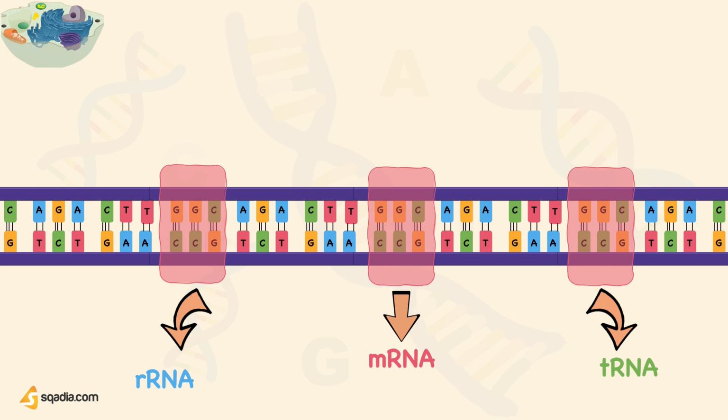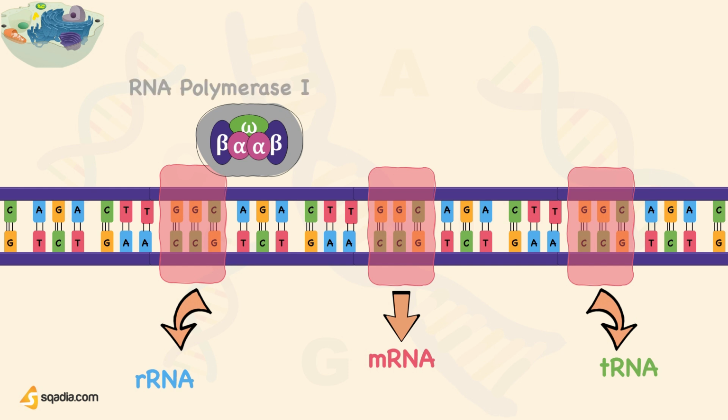So on the first promoter region, RNA polymerase will be attached. Let us call this RNA polymerase 1. Then with RNA polymerase 1, there will be an attachment of transcription factor, and this will give rise to ribosomal RNA.